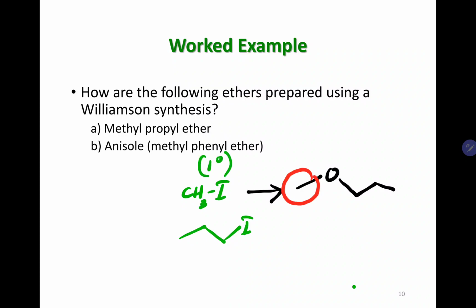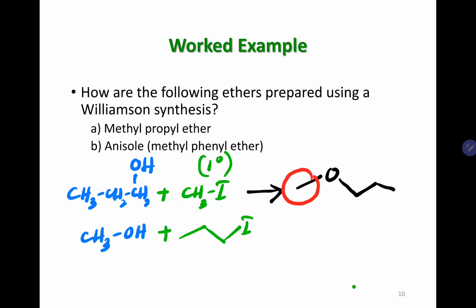Okay, so if you use methyl iodide, you have to give the propyl group from the alcohol. Okay, so the alkoxide will come from the alcohol. Okay, but if you used propyl iodide, the alcohol will be methanol. Okay, so both these will basically get you the end product.